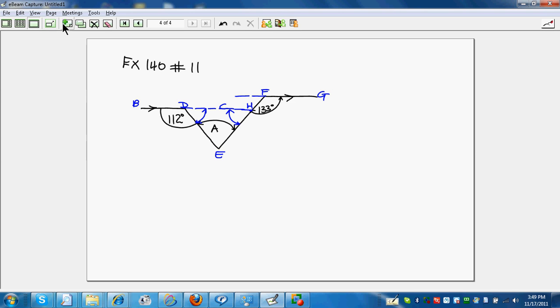Now in this GFHC, right, there's a special angle there that we could work on, and I'll highlight it in red so we'll see what we're talking about. Let us look at this. That's Z, right? That's a special Z because we have these two parallel lines, okay?